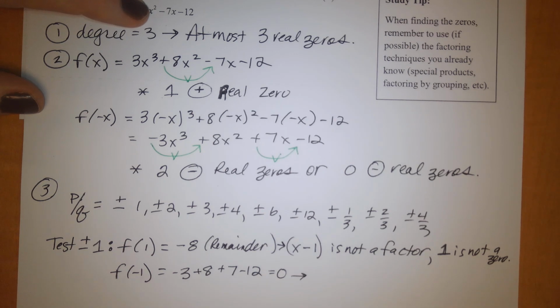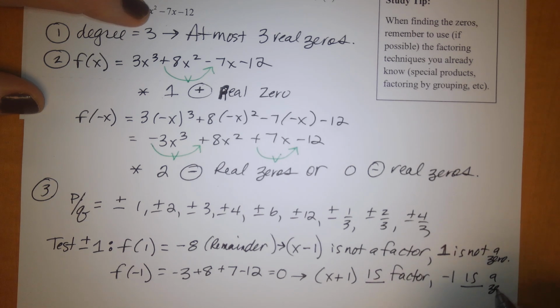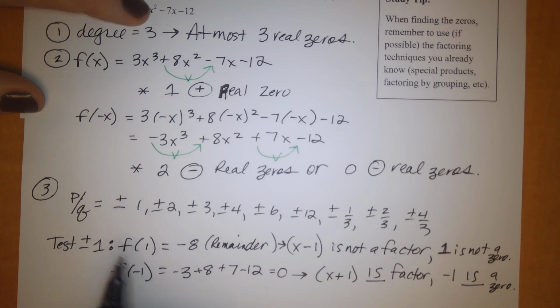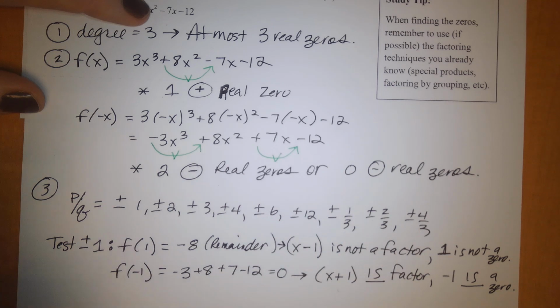Since I have a 0 remainder, that means x plus 1 is a factor, which means negative 1 is a 0. So I have just proven a whole lot about this function by finding my first 0. And luckily I stumbled upon the first 0 really quickly. I didn't have to go too far into this list of potential zeros.